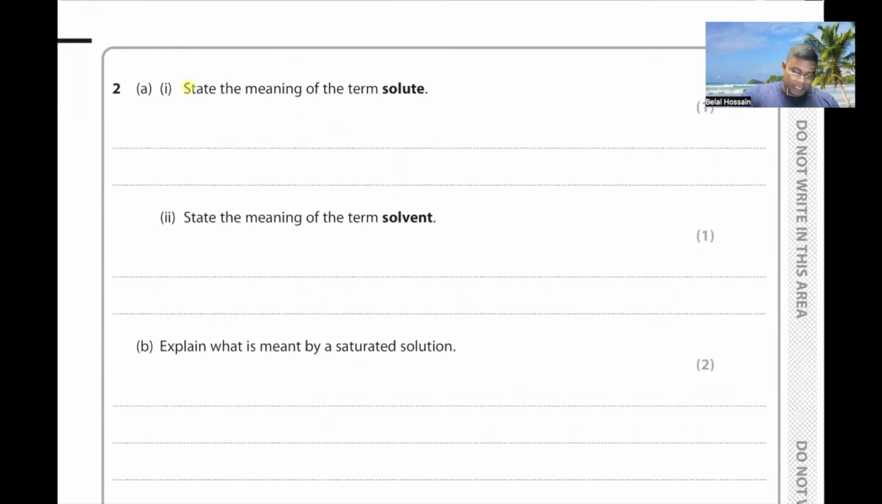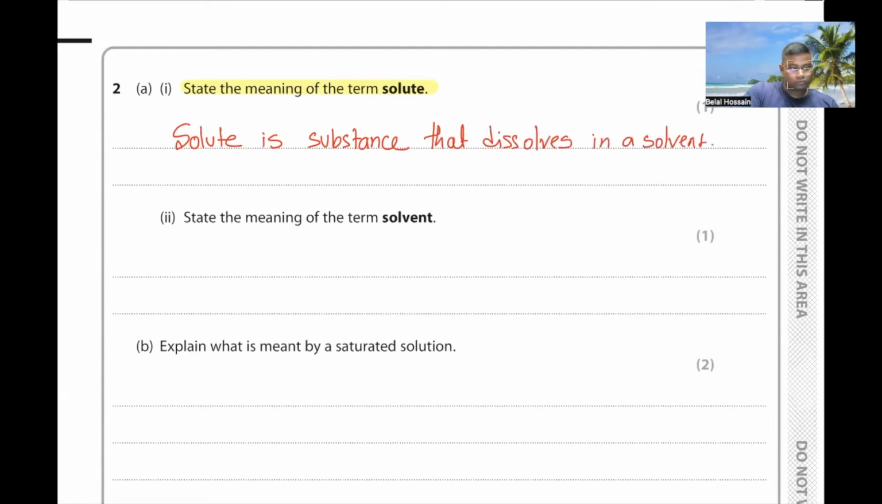Part 2. State the meaning of the term solute. Very good question. Actually, solute is the substance, or it is the solid that dissolves in a solvent. Guys, it's going to be great work if you can memorize these questions, because they're never going to change. They're always going to come in the same pattern, same way, and it's an easy mark.